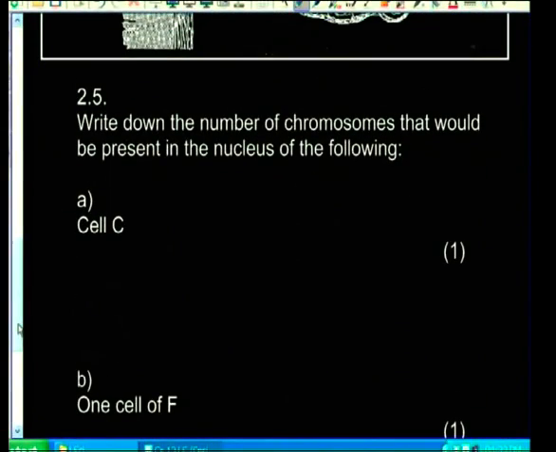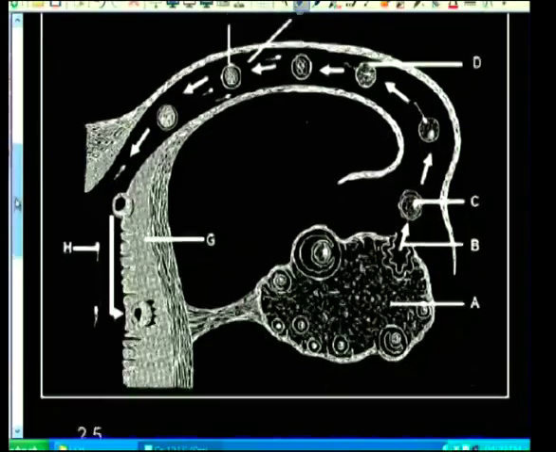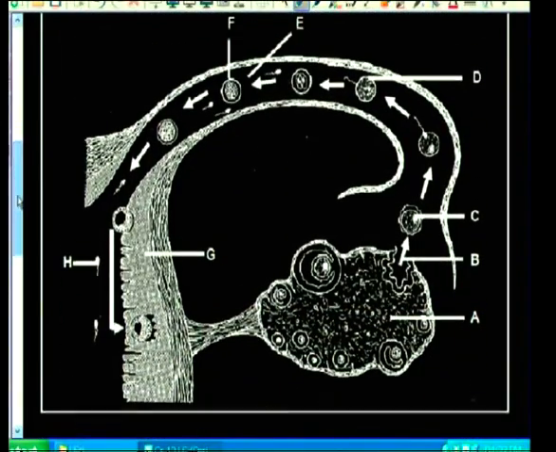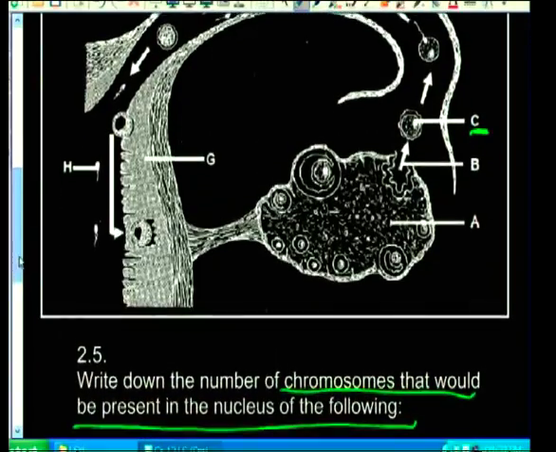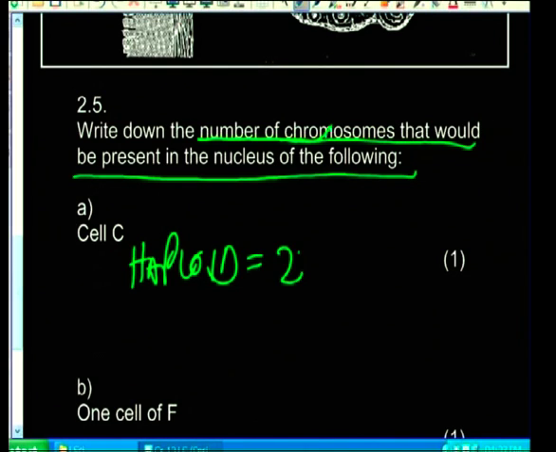Write down the number of chromosomes that would be present in the nucleus of the following. Cell C. We're talking about a cell, and this cell is labeled as C. What is the chromosome number there? It's an egg. So an egg is haploid. You'd normally write haploid, but what did they ask you for? Write down the number of chromosomes. So haploid is not a number. Haploid is a condition where the number of chromosomes is equal to 23 chromosomes, half the chromosome number. So please be careful here.